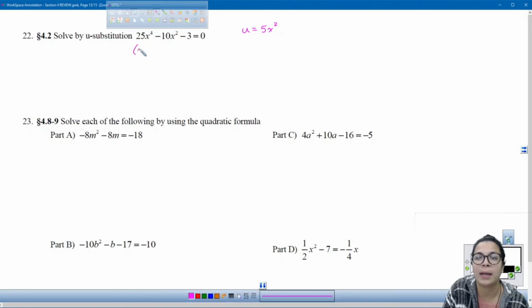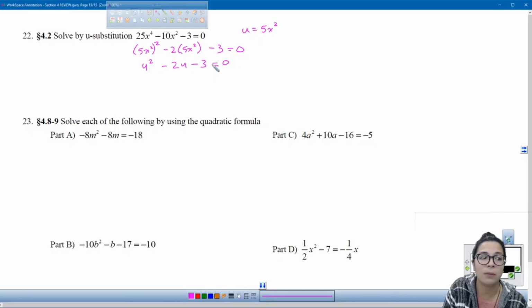So I'm going to go ahead and replace that. U is 5x squared, so the first term would be U squared. And then the middle term, what times 5x squared equals negative 10? Well, negative 2 times 5x squared equals negative 10. The constant we just bring down. Now that we have that in there, we can replace u back. U squared minus 2u minus 3 equals 0.